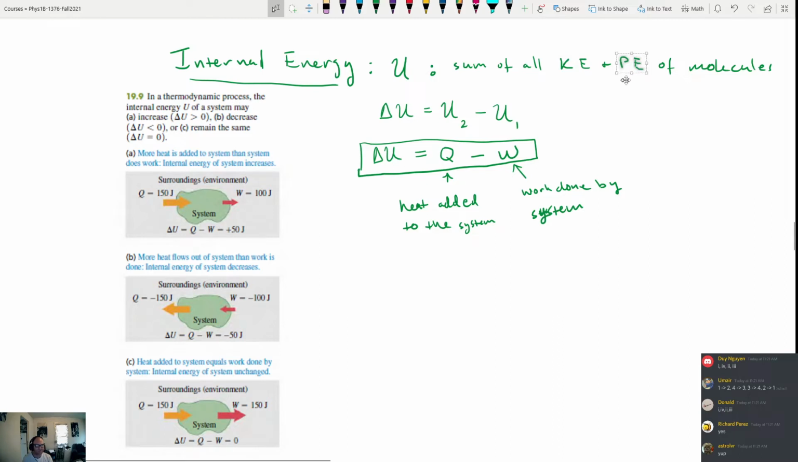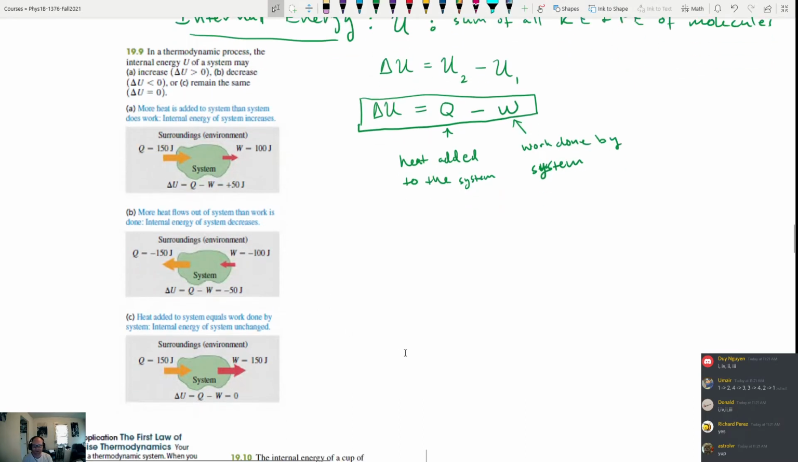Potential energy just means there's some type of internal interactions that are occurring. Anyway, in this case, the energy of the system would go down because more heat comes out and there's not enough work put into it.